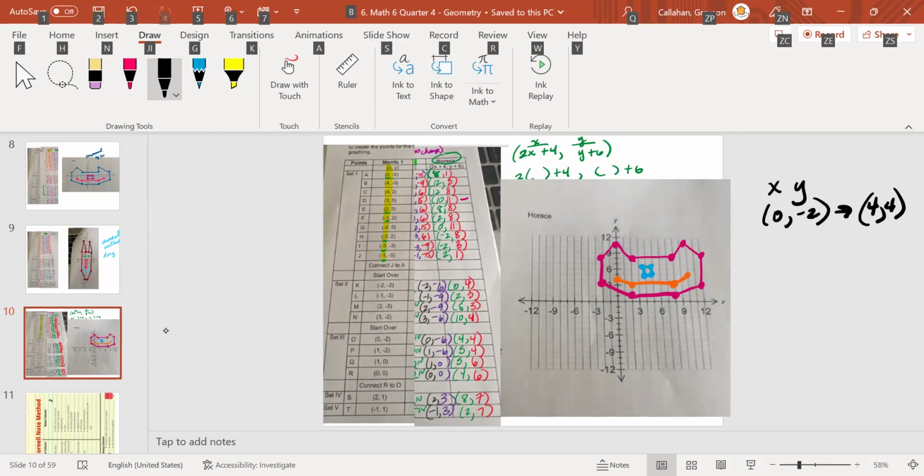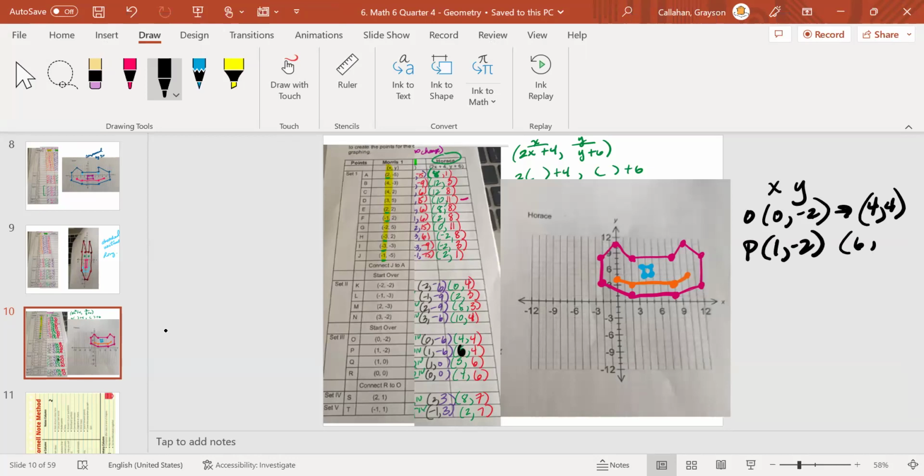Which one? Which letter? Why don't you tell me which set you're on? Which set? No. What set? Set 3. P is 1, negative 2. 1 times 2 is 2. 2 plus 4 is... Oh, gotcha. Okay, I see what you're saying. So that will be a 6. And is it a 4? 6, 4?